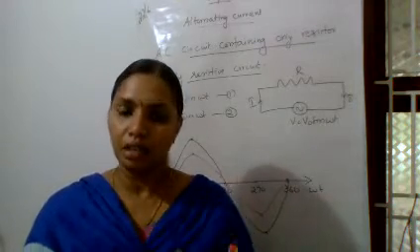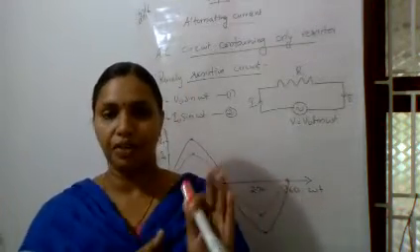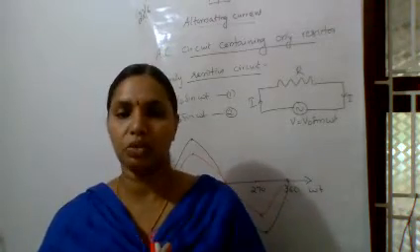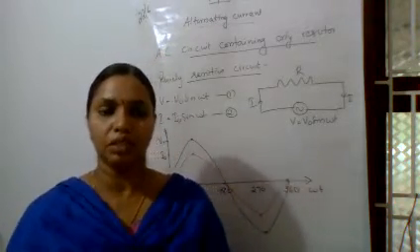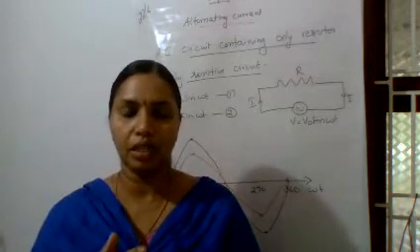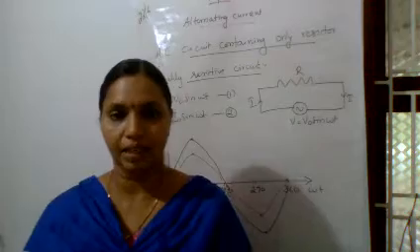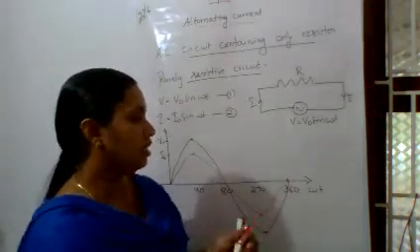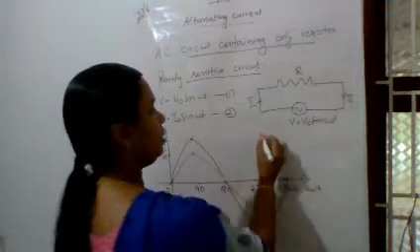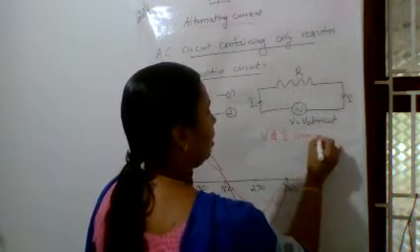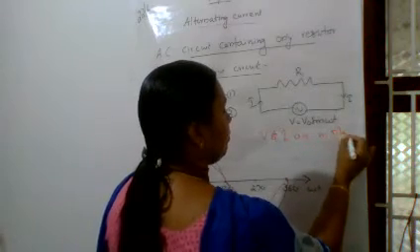We know what is in phase and out of phase. The variation is the same. One maximum, the next is also maximum. One minimum, the next is also minimum. 0, both are 0. So nobody is leading or lagging, isn't it? So the conclusion is, in a purely resistive circuit, voltage and current are in phase.